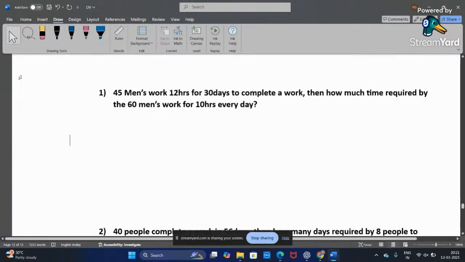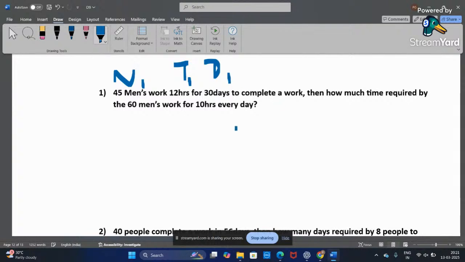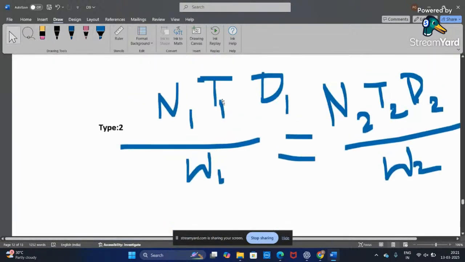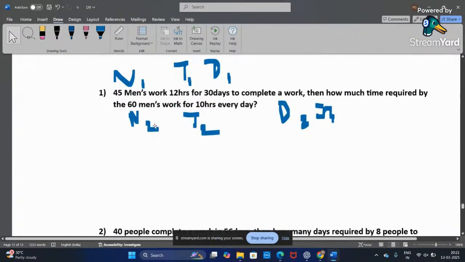So in this, this 41 is the N1, this is T1, it is D1, right? So here it is N2. Here it is T2. We need to find D2, right? So what you have to do? First, you need to substitute the values in the above formula which I have given here. Then you need to simplify. That's all. I will solve the first one. The rest of the sums you need to solve. Okay.